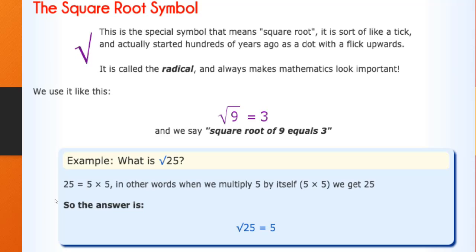Here's another example. What is the square root of 25? 5 times 5 is 25. In other words, we can say that when 5 is multiplied by itself, we get 25. So, the square root of 25 is 5.